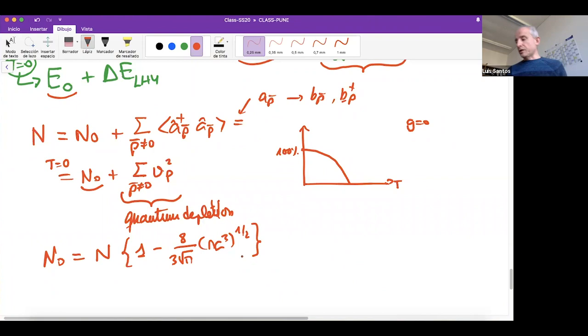And indeed, here you start to see a glimpse of something which is important and which will play a very important role later on, which is the fact that if interactions start to be very important, so if this diluteness parameter is not anymore small, then you start to get higher and higher quantum depletion. And at some point, the very idea of condensation starts to be doubtful, right?